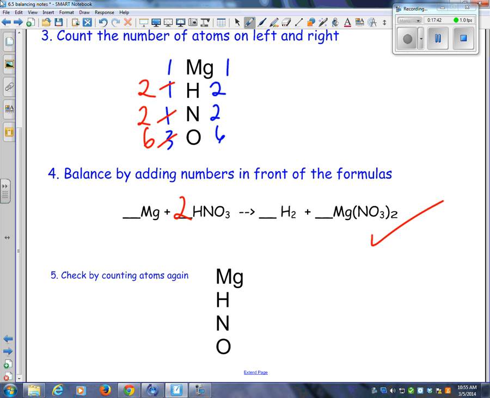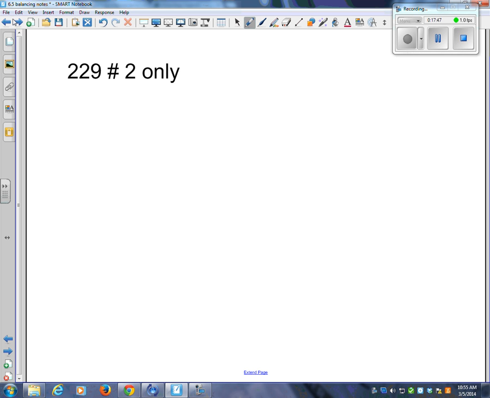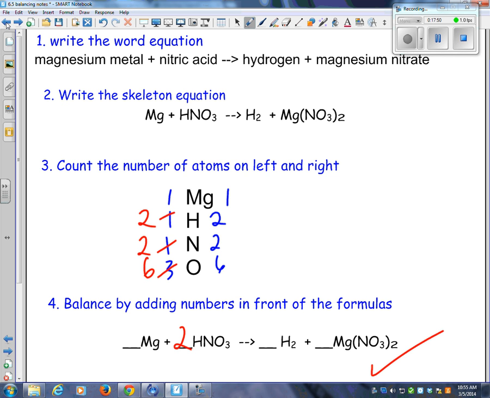Okay. Now I'm going back to the book. I want you to try some. Page 229. I only do number 2. Only do number 2. Don't try any more. I know you're excited. You want to do all of them. Only try number 2 on page 229. Oh yeah, there's about 8 parts to it, by the way. Still feeling good? Okay. Come on.